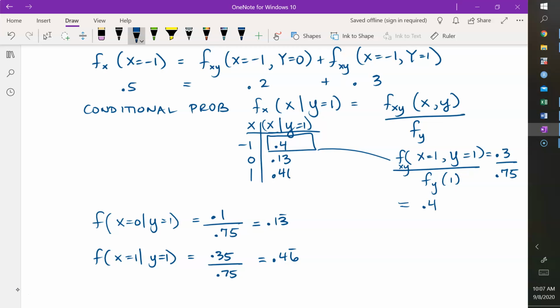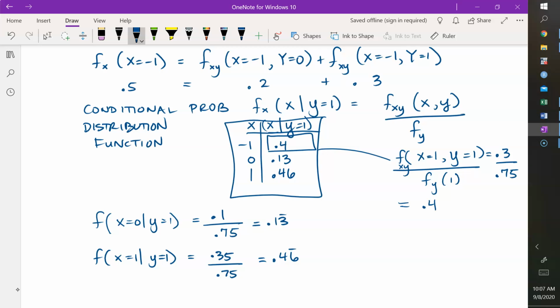So this is 0.46. If you take a look, this is a proper conditional probability distribution function, because it tells us, given that y is already 1, what is the probability of each of those x outcomes. We can also verify that the probabilities sum up to 1. So this complete thing is a conditional probability distribution function, and each of these separate things is just a particular conditional probability.